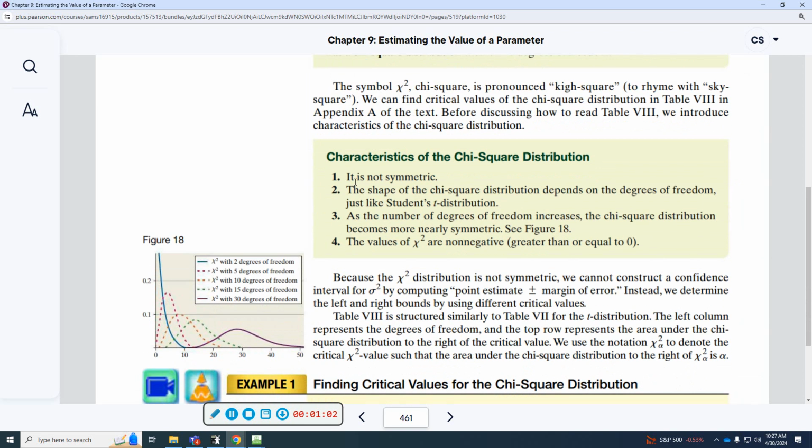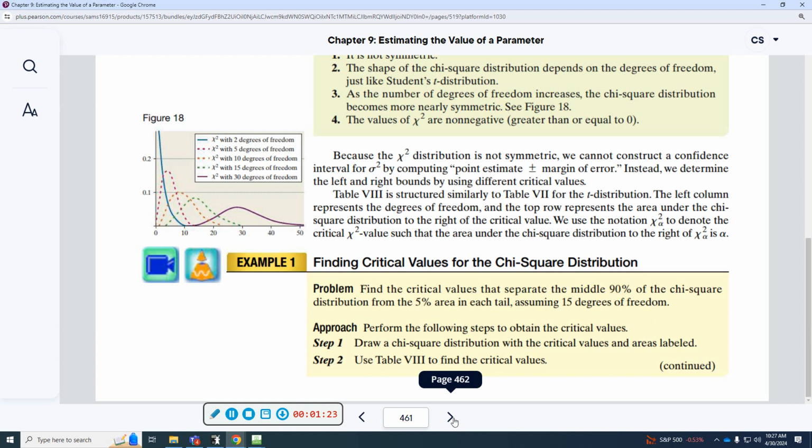The properties: it is not symmetric. The shape of the chi-square distribution depends on degrees of freedom, just like the student t distribution. As the number of degrees of freedom increase, it becomes more symmetric. Chi-square values are non-negative, greater than or equal to 0. So those are some properties.